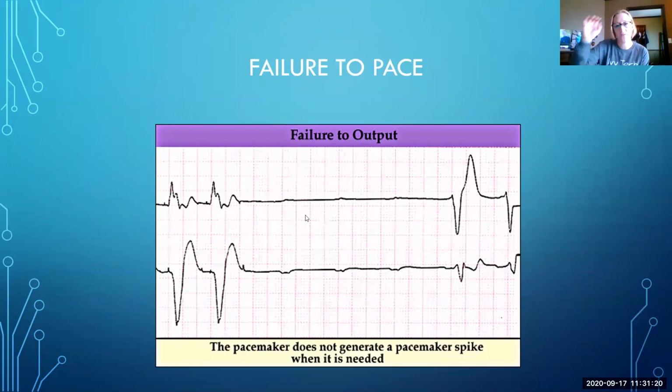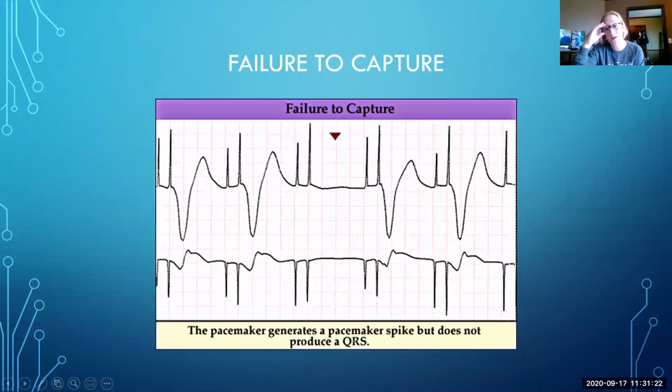And then you have your failure to capture. So the pacemaker is giving a spike, but it's not producing a QRS. Sometimes this could be an amplitude problem. Maybe the energy is not quite high enough. So it's getting the spike, but it's not enough to get that ventricle to fully contract. It is sometimes, but not every time. So you might need to adjust the amplitude there.